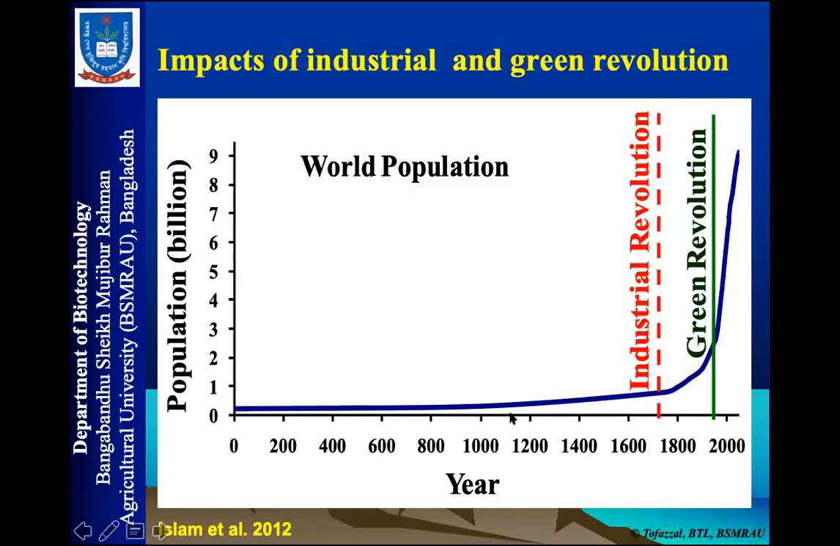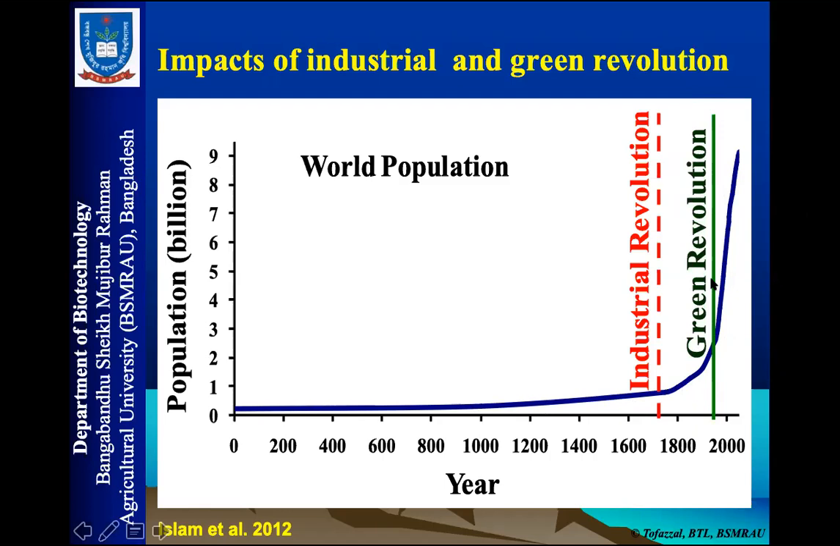Until the industrial revolution, it was almost static. But after the industrial revolution and green revolution, human population is now 7.3 billion, which is expected to rise to 9.7 billion by the year 2050. So human population is increasing, and the green revolution helped us to feed billions of people.